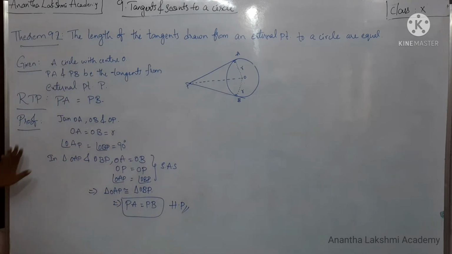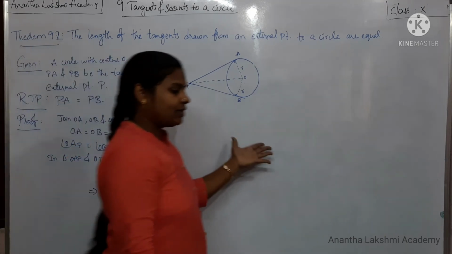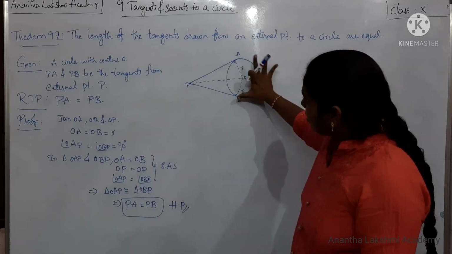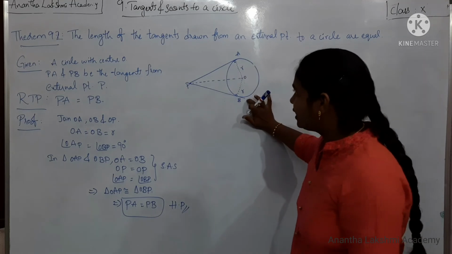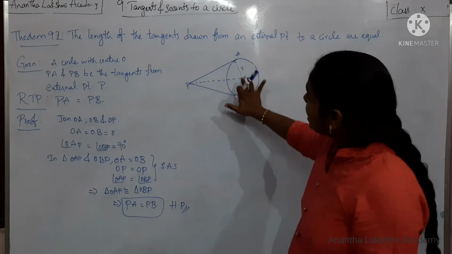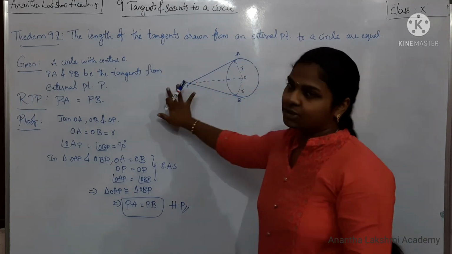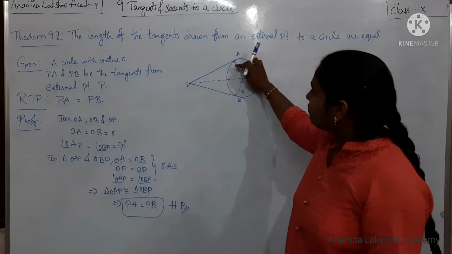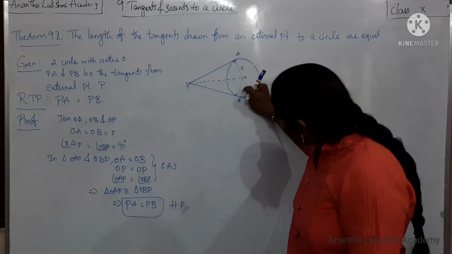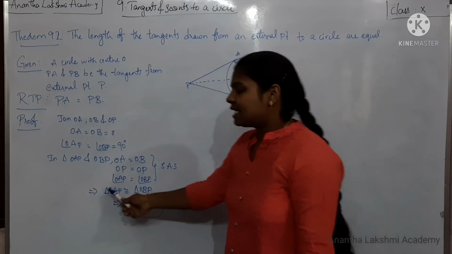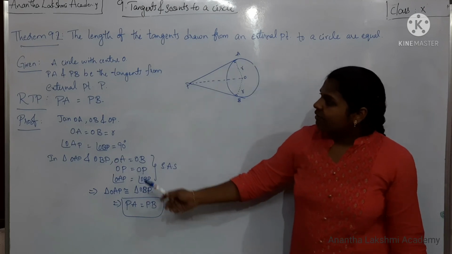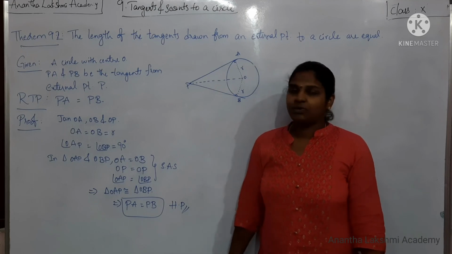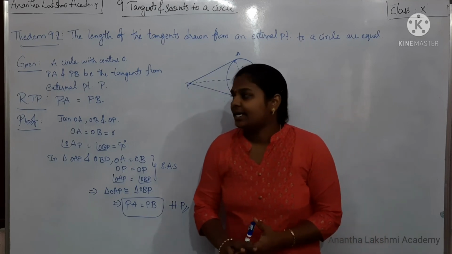Alright. So what did we do? We just drew two tangents from an external point and we joined the center and the points of contact, which resulted in right angles, and later we joined the distance from the center to the external point. That became the common side for these two triangles, and one angle is equal, and two sides are equal. Hence, we said that the triangles are congruent, and by that we mentioned that the sides will become equal, and that's how we prove this theorem. Alright, so that is about this video.